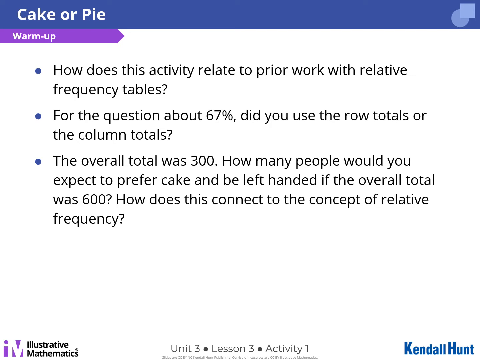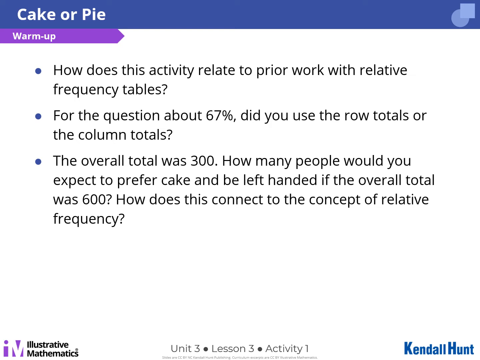For the question about the 67%, did we use row totals or column totals? Think back to that table. We looked at the total of 270. That 270 came across the row by adding our 90 right-handers who prefer cake and our 180 right-handers who prefer pie. So 90 plus 180 gave us the 270. That is our row total. The overall total was 300.